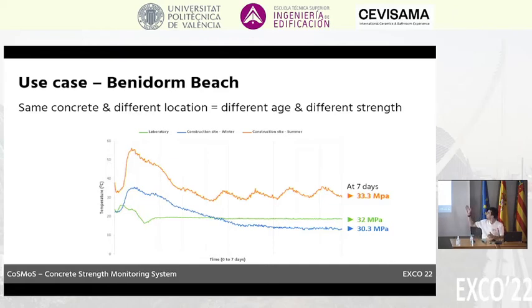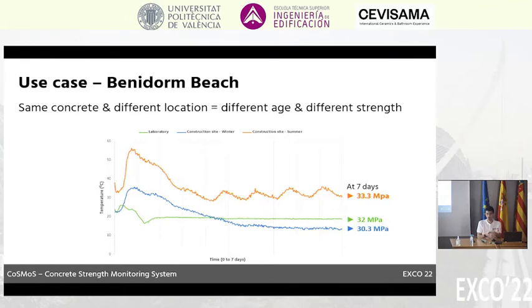And that equals different ages of concrete, because age is not time. Age is the combination of time plus temperature over time, and thus it is going to give different strength. That can be really seen in the plot that we have. We see there the same concrete mixture.